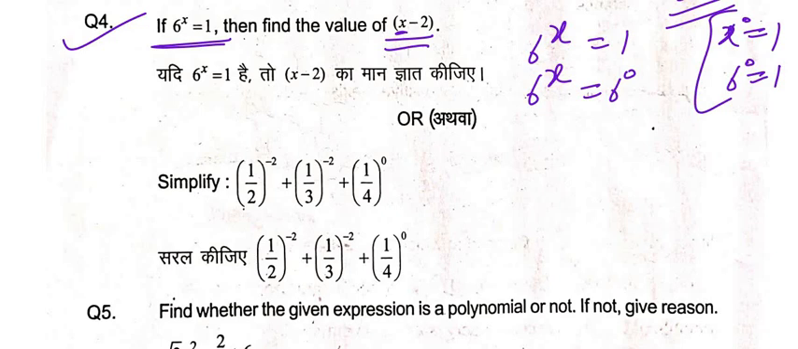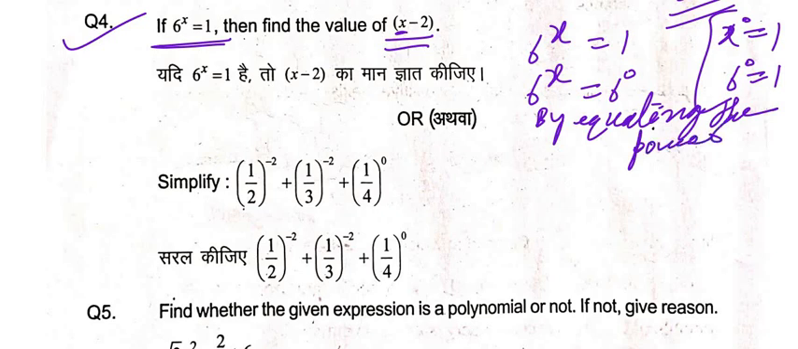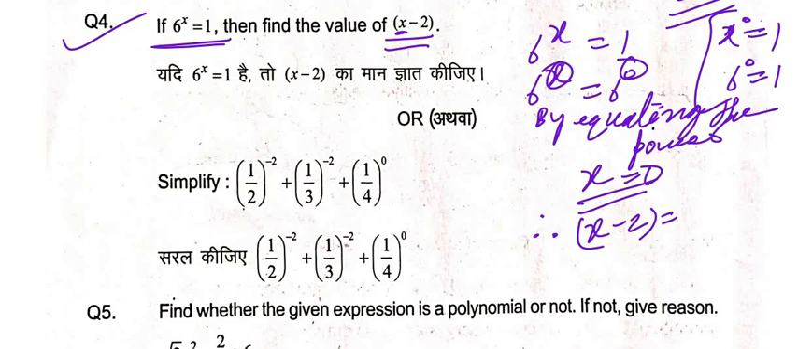By equating the power, or by equating the exponent, what will we get? We will get x is equal to 0. See, this is power, this is also power. Bases are same. So x is equal to 0. Now what is the question? We have to find out x minus 2. So in place of x we have to put 0. So 0 minus 2 is equal to minus 2. So minus 2 is the solution of question number 4.